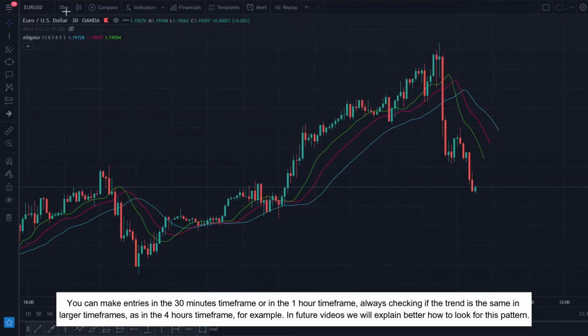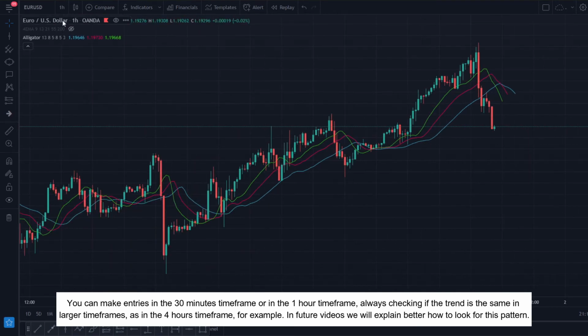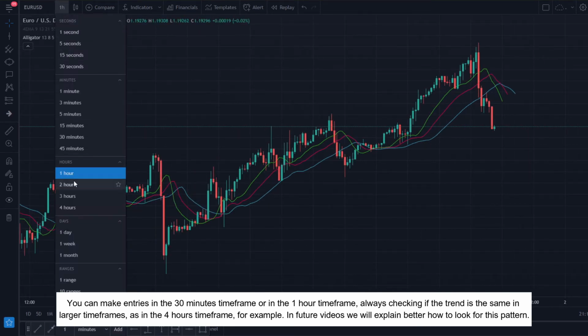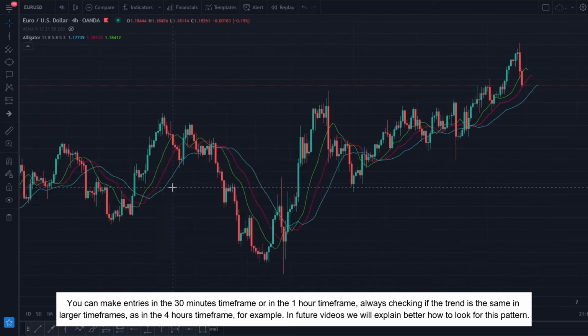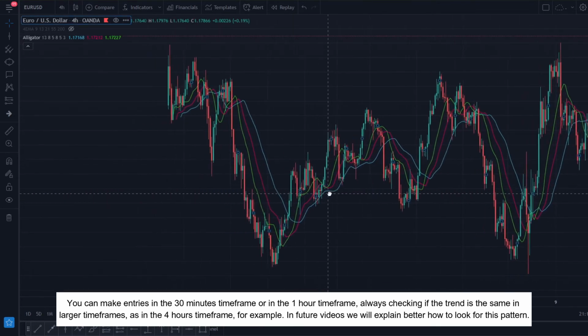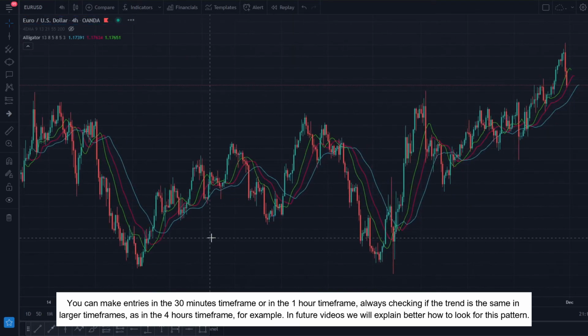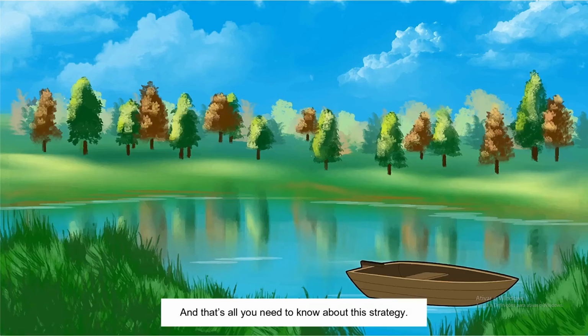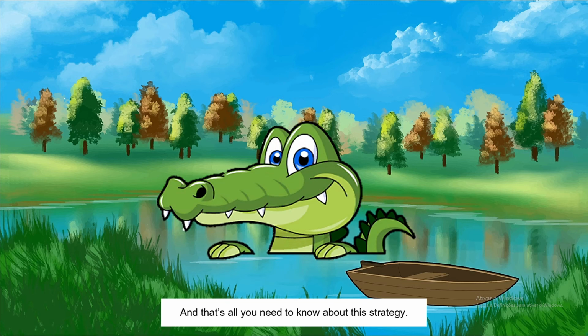You can make entries in the 30 minutes time frame or in the 1 hour time frame, always checking if the trend is the same in larger time frames, as in the 4 hours time frame, for example. In future videos we will explain better how to look for this pattern. And that's all you need to know about this strategy.